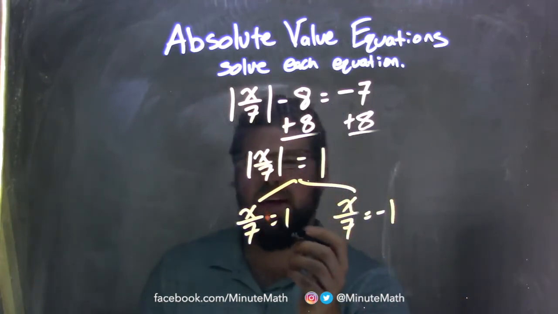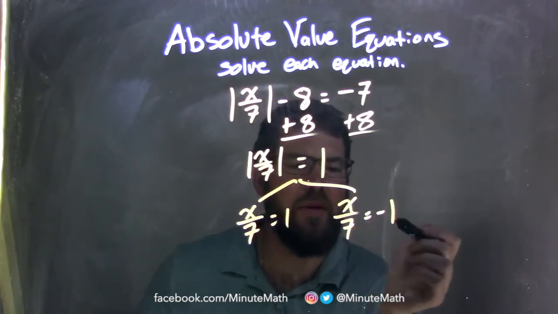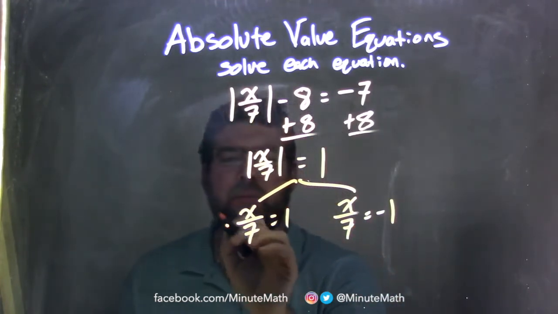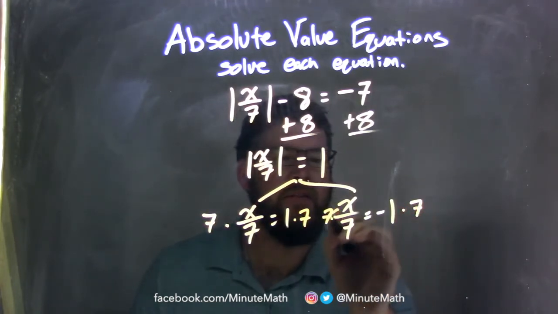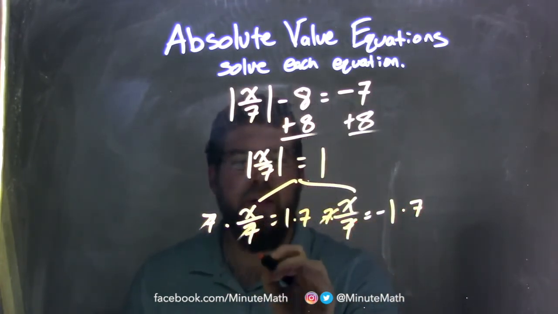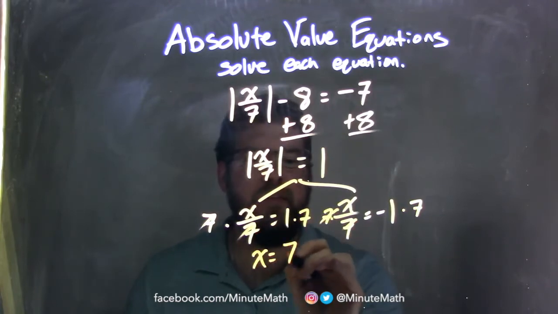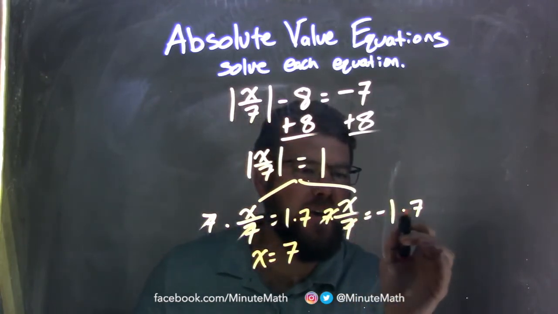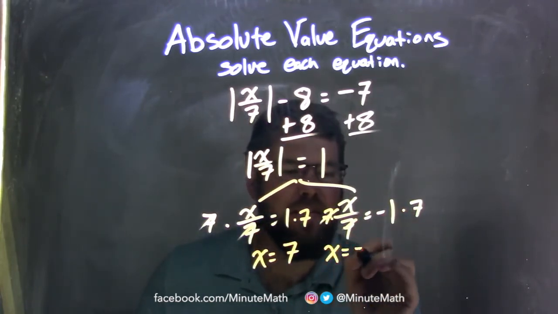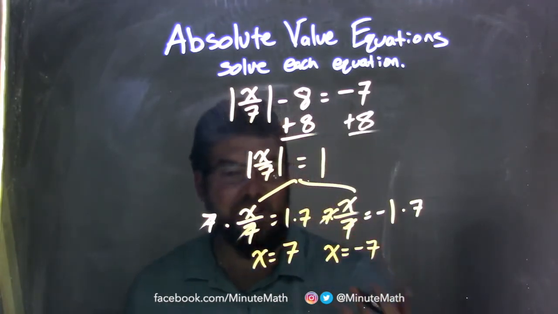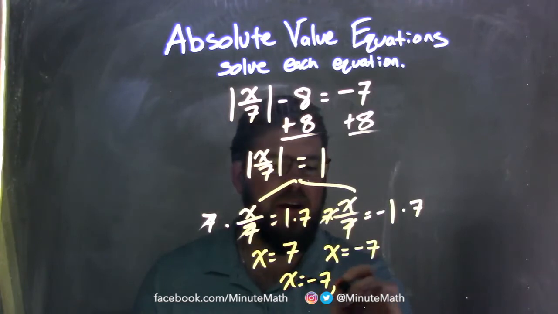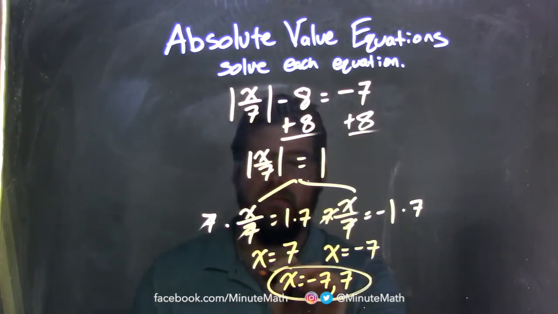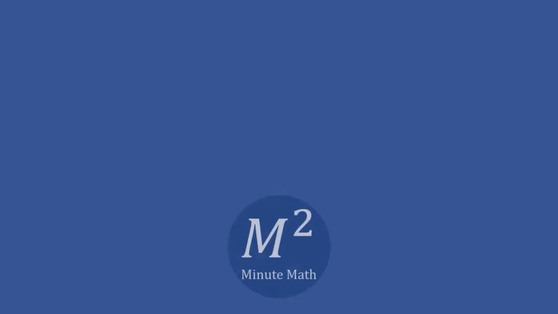Well, x over 7 equals positive 1, x over 7 equals negative 1. Solve each individually, multiply both sides by 7. 7's cancel here. Leave me with x equals 1 times 7, 7. And negative 1 times 7 is a negative 7. We write from least to greatest, right, because that looks nicer. So our final answer is x equals negative 7 and a positive 7. And there we are.